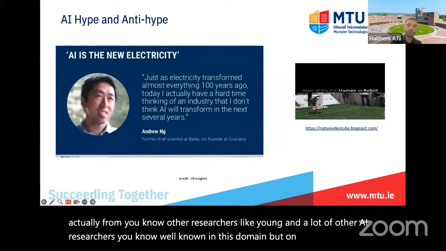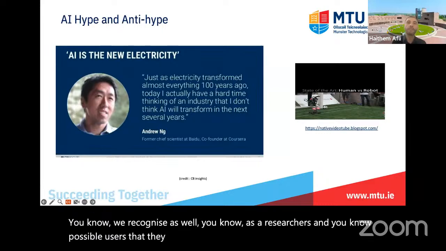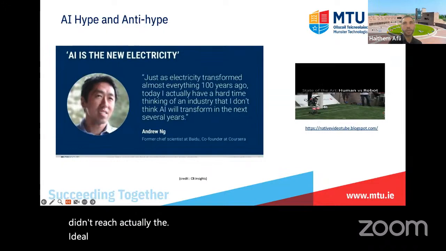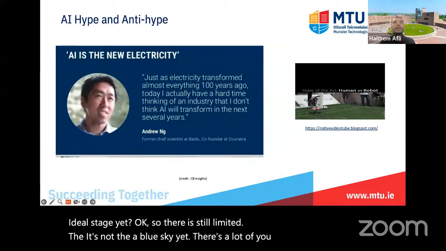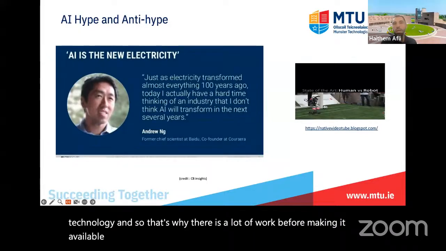But on the other side, we recognize as researchers and possible users that this technology still didn't reach the ideal stage yet. Okay, so there are still limits. It's not a blue sky yet. There are a lot of limits around using this technology, and that's why there is a lot of work before making it available to end users for a lot of use cases and domains.